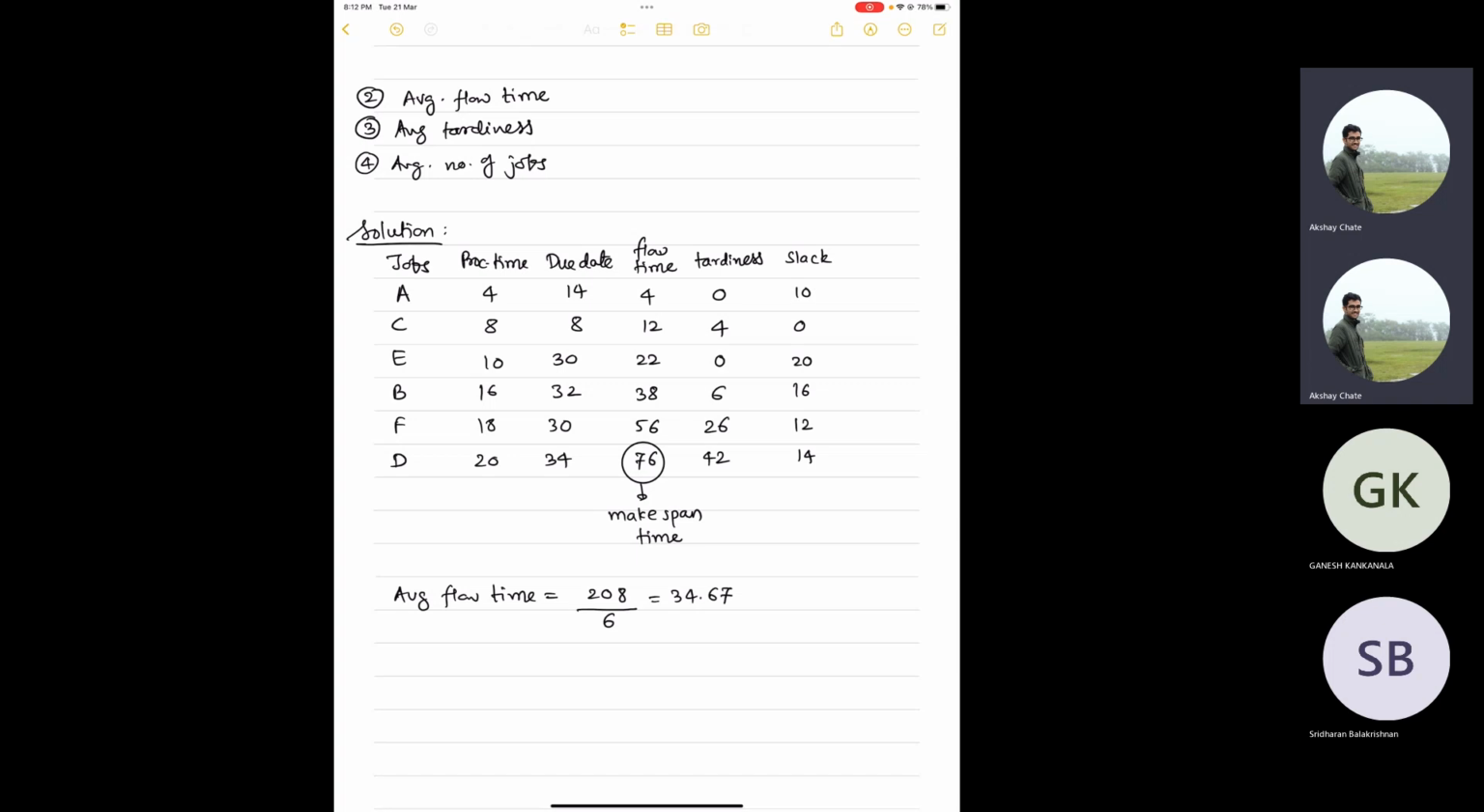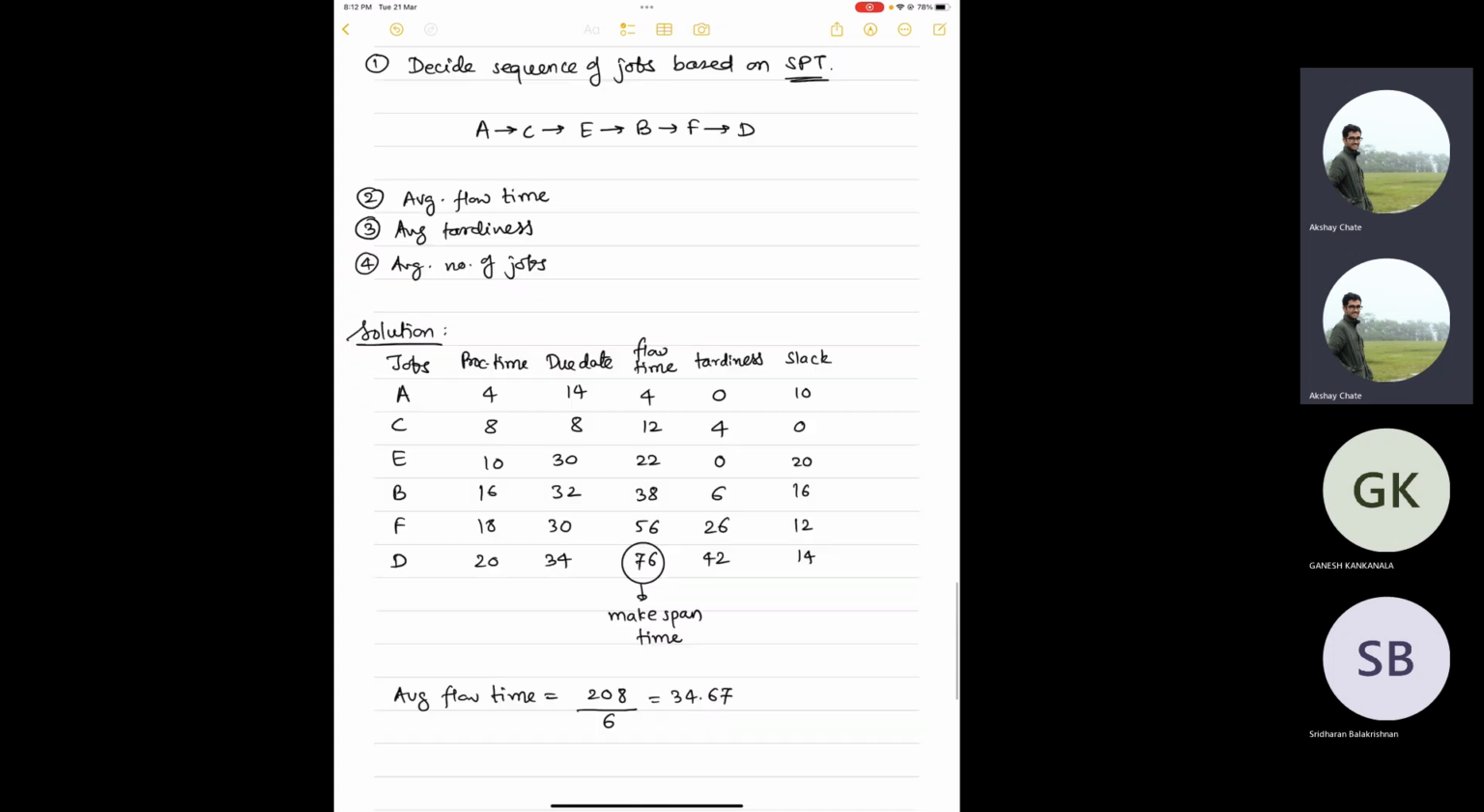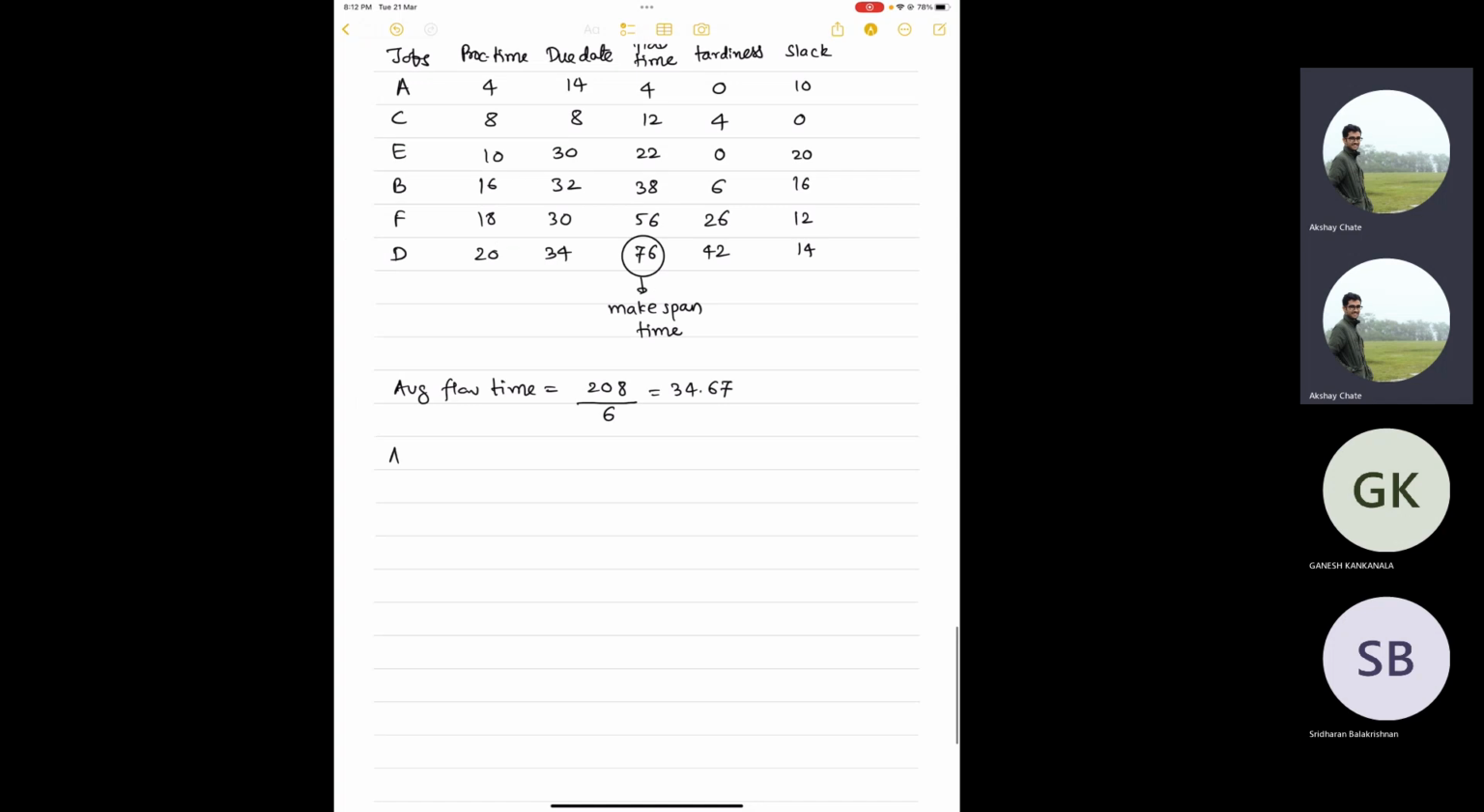Let me just see the answer, whether we are doing it right or not. Yes, the answer is 34.67. Now average tardiness is also asked. Wherever average is asked, you need to sum up the column and divide by the number of jobs. So tardiness is the sum of 32 plus, sorry, 36 plus 42. I think it is 78 by 6.